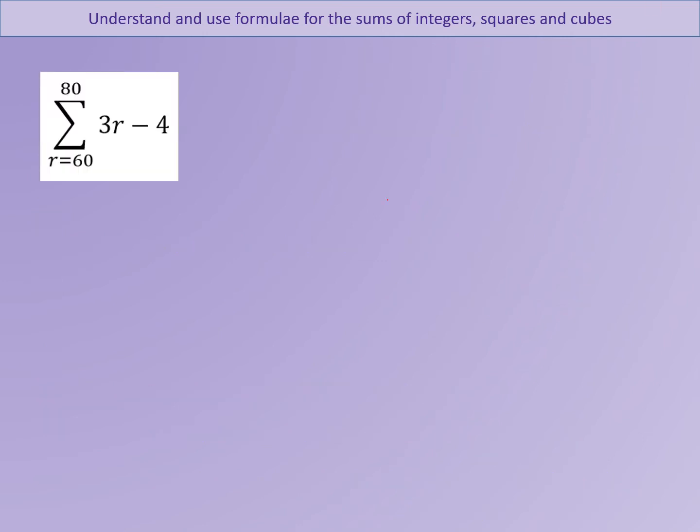Okay, so we're going to use the rules on the previous slide to find the sum of the series that's formed using the rule 3r minus 4. But instead of starting at r equals 1, we're going to start at r equals 60 and go up to r equals 80. So we could do this the long way.